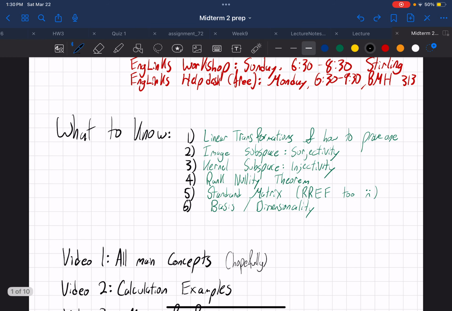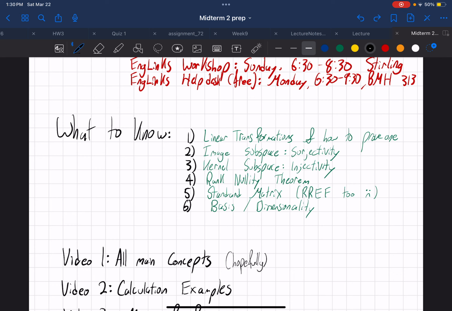So just diving into things, what we want to know for this is what's a linear transformation and how can we prove something's a linear transformation? We want to know about the image and kernel subspaces and how those both relate to surjectivity and injectivity respectively. That'll also tie into the rank nullity theorem. So how does the dimension of our domain, our input vector space, relate to those image and kernel subspaces?